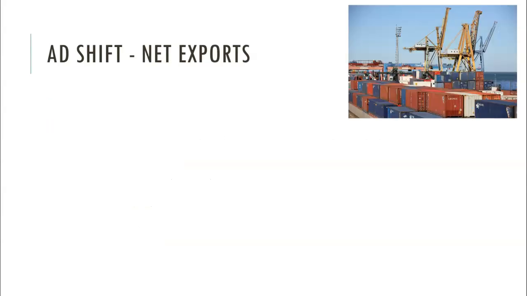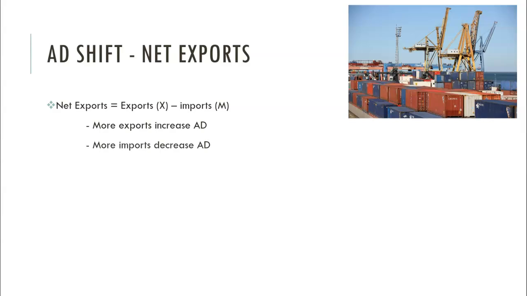And then our last category, our last component is net exports. So net exports means exports minus imports. The total value of all exports minus the total value of all imports. So if we're exporting more stuff, it means we're producing more here and selling it more around the world. So net exports going up, the demand for things produced in the domestic country is going to increase the aggregate demand for that country. If we have more imports, that means that we're demanding a lot more products from other countries. And so that would decrease aggregate demand.